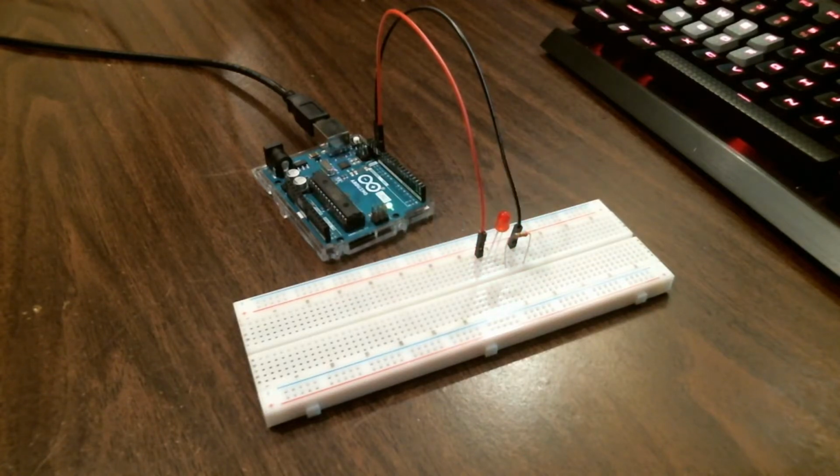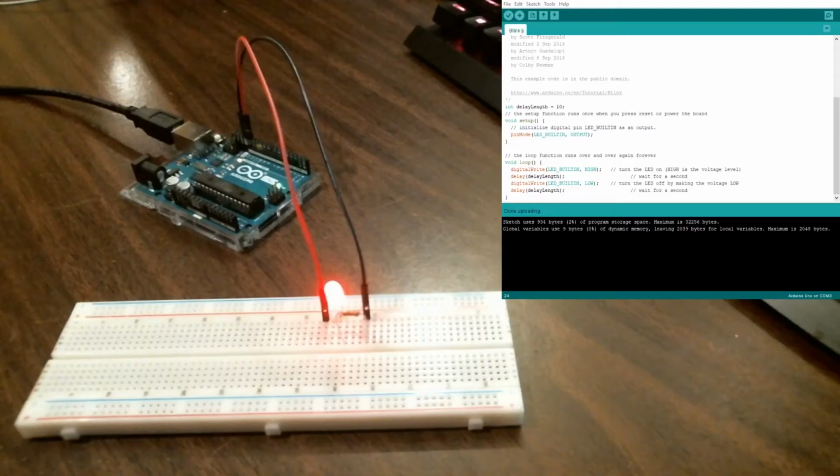This is a demonstration of my Blink program. This is Blink Faster with a delay of 10 milliseconds between turning on and off. And this is about the limit where I can't tell with my eye that the light is actually changing state.